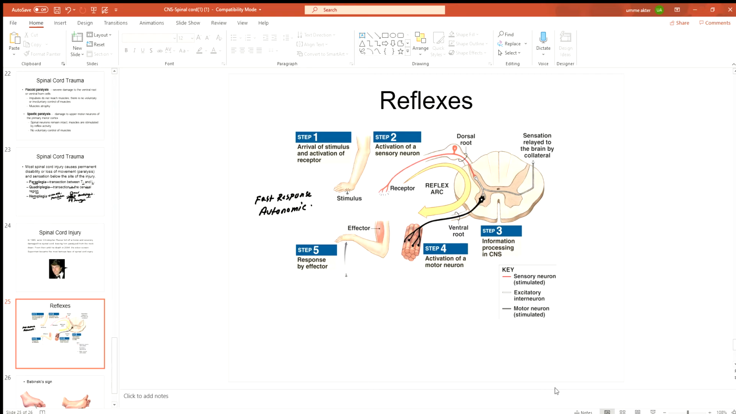That is a reflex, not a voluntary movement. So it must be a quick response, must be autonomic or involuntary, and the response should be the same response. Every time I hit, the leg kicks forward, not backwards, right? Every time I put a flashlight on your eye, the pupil constricts. You don't do that, it happens by itself. So autonomic and the same response. Those are the three conditions of a reflex. To be a reflex, these conditions must be there. Okay.